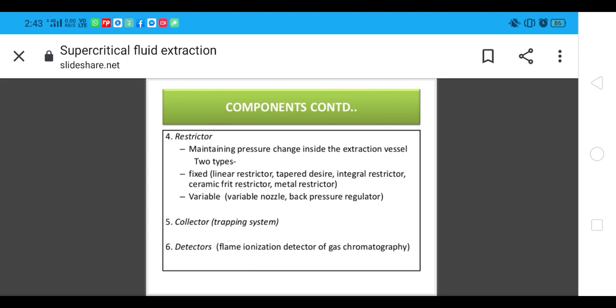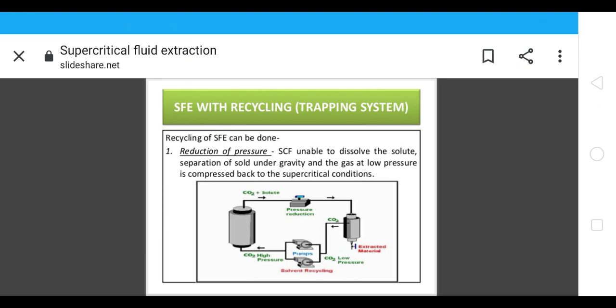and this restrictor is of two types, the fixed one and the variable one. And after this, your solvent system is collected into the trapping system, and then it is sent to the detector, which is attached with the flame ionization detector of gas chromatography.